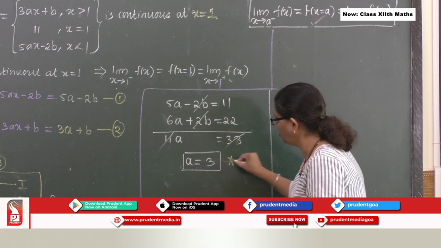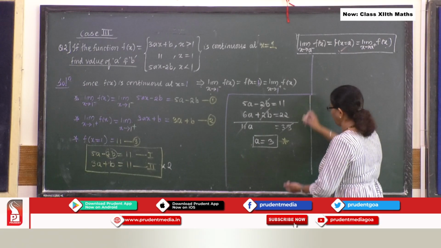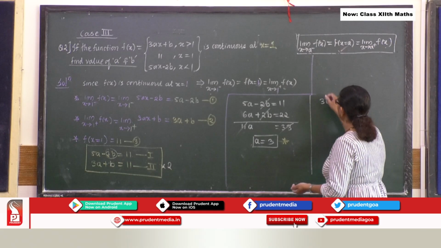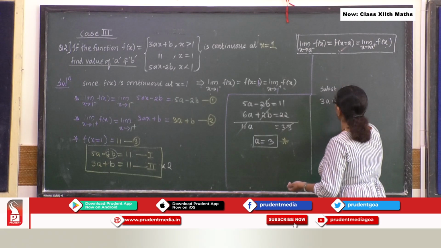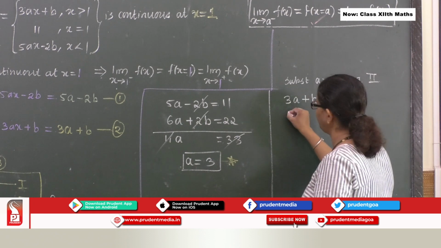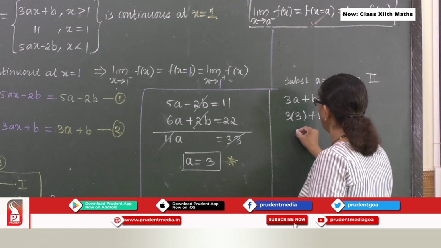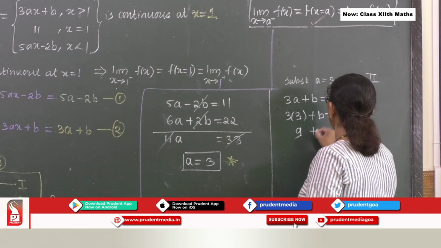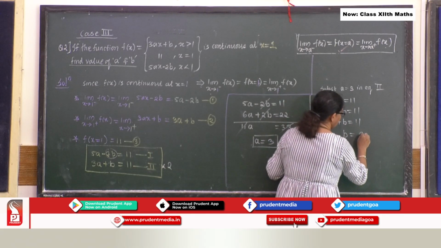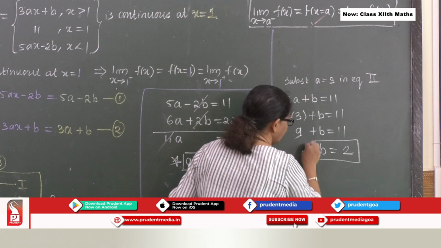I finished with this. Let me proceed further. Now whatever a equal to 3 I got, I will substitute in one of these equations. Here it is 3a plus b equal to 11. So I substitute a equal to 3 in equation 2. I will say 3 into 3 plus b equal to 11. So 3 into 3 is 9, plus b equal to 11. So b equals 11 minus 9, that's 2. So what is the value of a? 3, and what is the value of b?